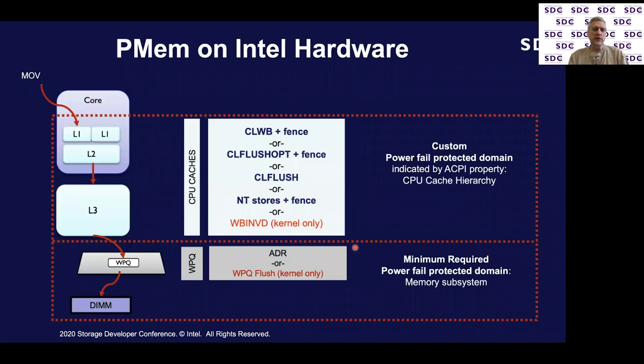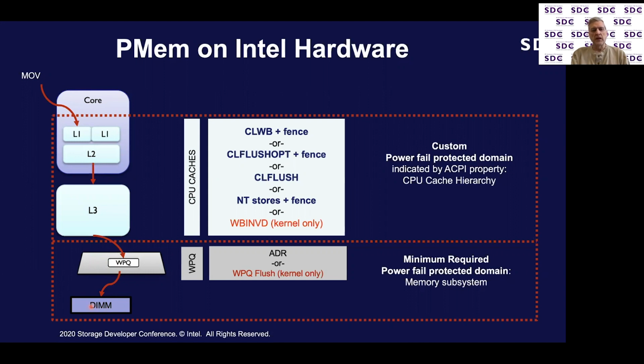Now let's drill into that a little more. Here's a diagram of the path that a store takes towards persistent memory. On Intel, a store instruction is called move, and you can see I showed here on the left side of the slide the move instruction going through several layers of cache, and then down into this trapezoid here, which is the memory controller, which has a little queue in it called the write pending queue, and then down to the persistent memory DIMM right down at the bottom there.